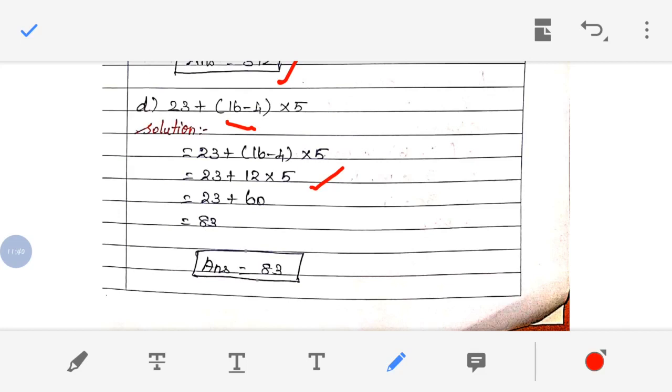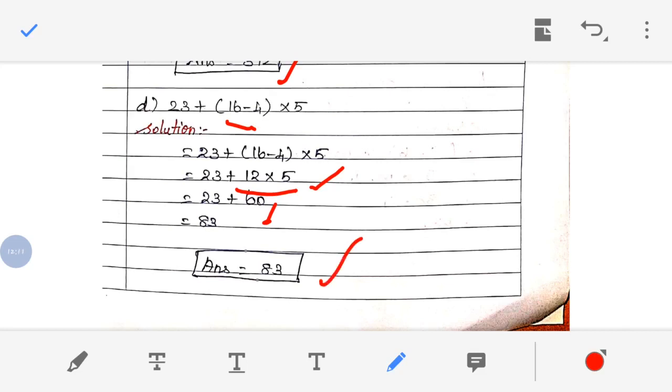Then division, is there any division? No, just leave the division also. Now after D, what will be there? M, multiplication. Is there any multiplication? Yes, we have a multiplication. So we have to calculate 12 into 5. What is the value of 12 into 5? That is 60. Now there is only one operation, that is addition. Just add 23 plus 60, you will get the answer 83.